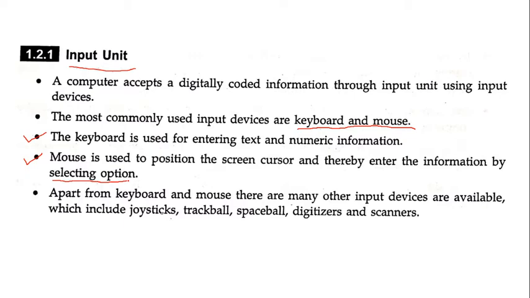So mouse is used for positioning the screen cursor. We need to remember keyboard is used for entering the text and numerical information, while mouse is used for the screen cursor and thereby selecting some proper information options.